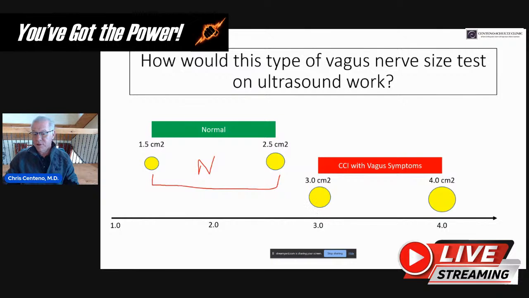And let's say if it was much bigger and between these 2 measurements, it was abnormal, and we know that the vagus nerve is commonly associated when it's that big with all these vagus symptoms. So we'd like to take a bunch of CCI patients who have no vagus symptoms and a bunch of CCI patients who do have vagus symptoms and see if their nerves are any different.